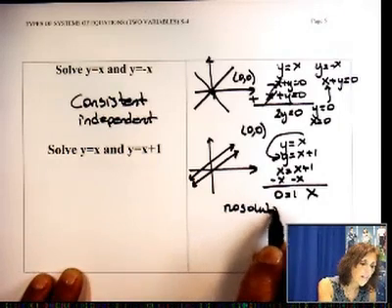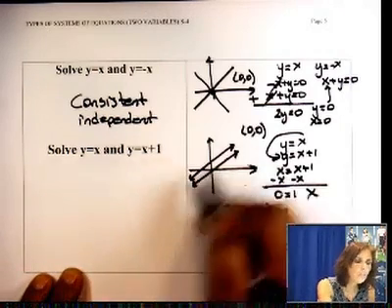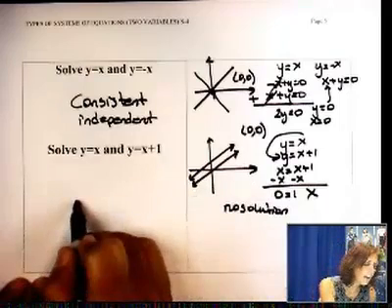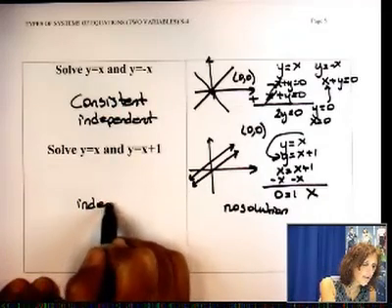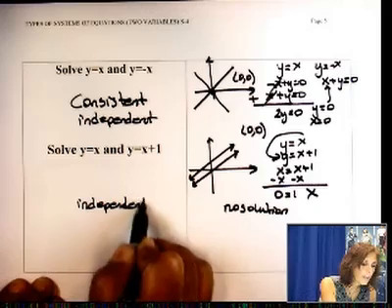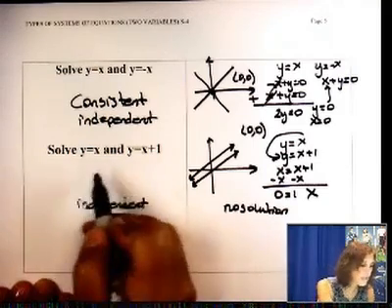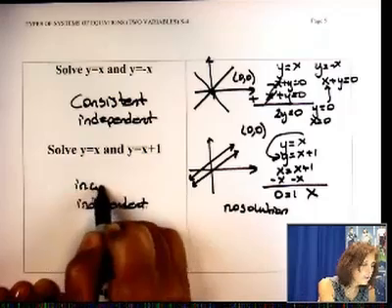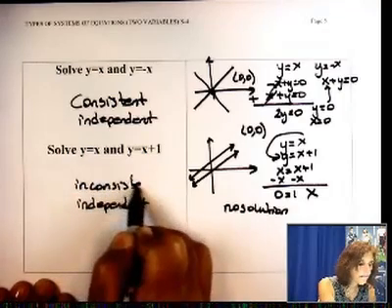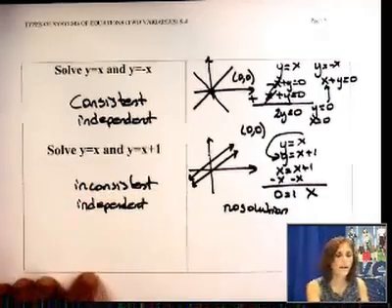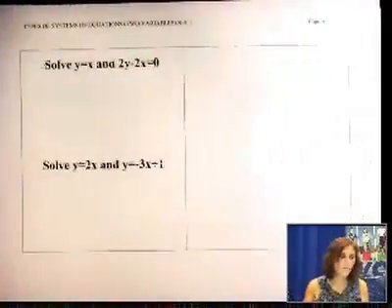So what kind of system are we talking about? I had two different lines, so they are independent. But the problem is I had no solution. A system that has no solution is called inconsistent. Very good.